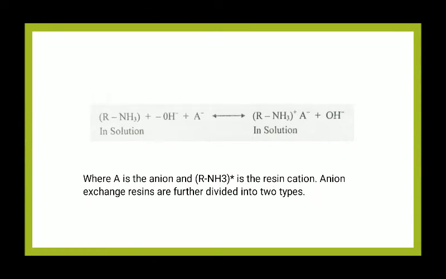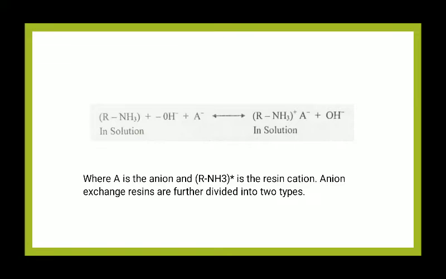In the previous video, we have seen anion exchange resin, and the exchange behavior can be shown in this way: RNH3+ OH- + A-. It is converted into RNH3+ A- and OH- is released, where A- is the anion and RNH3+ is the resin cation.